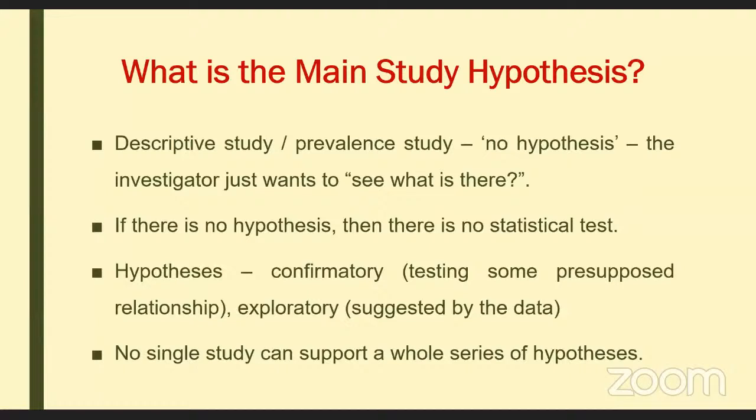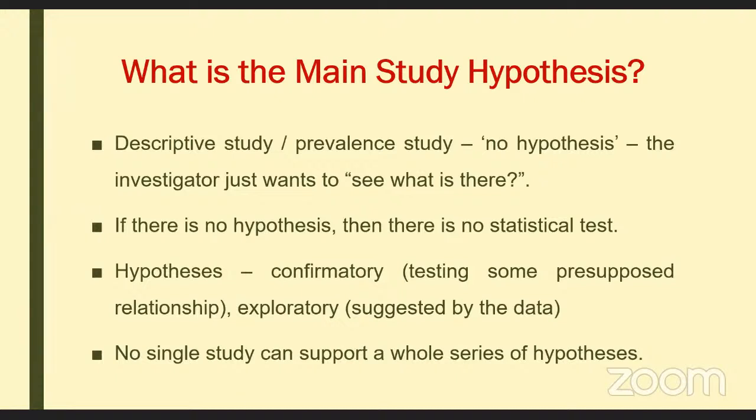Hypothesis can be a confirmatory hypothesis or an exploratory hypothesis. It can be suggested by data. Confirmatory means what? Whether smoking causes lung cancer or not. You want to show an exposure-outcome relationship or cause and effect relationship. So you just confirm the hypothesis. And exploratory is suggested by the data. Like exploratory, you just want to know whether a particular drug works or not, compared to the other drug, other treatment modality and all.